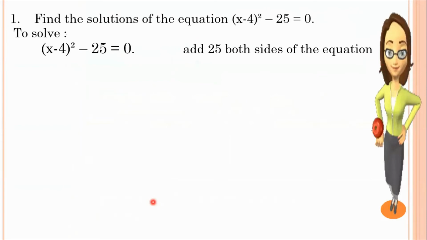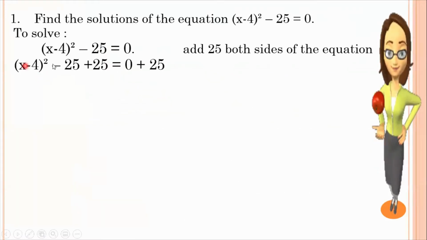Yes. I will give an example, number 1. Find the solution of the equation (x minus 4) quantity squared minus 25 equals 0. So to solve this, look at the given. Okay? So we need to eliminate negative 25 here on the left side so that we add 25 to both sides of the equation. Like this. (x minus 4) quantity squared minus 25 plus 25 is equal to 0 plus 25. So this is add 25 both sides.